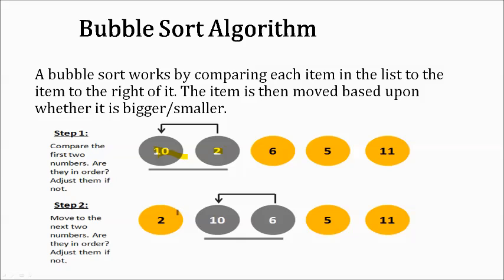Okay, so that's why on the second given set, 2 was moved to the first place, and next is 10. So again, if you're going to sort, we're going to compare two values at a time. So now, 2 is in the right position.